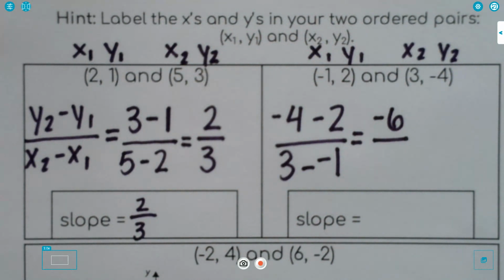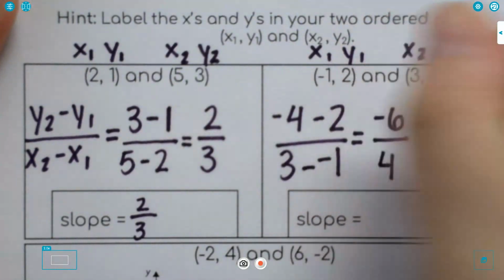Okay, on the bottom there, 3 minus negative 1. What does subtracting a negative mean? Adding. So subtracting a negative is the same thing as adding. If I take away a bad thing, that is good. So 3 minus negative 1, same thing as 3 plus 1, it's 4. So I've got negative 6 over 4.